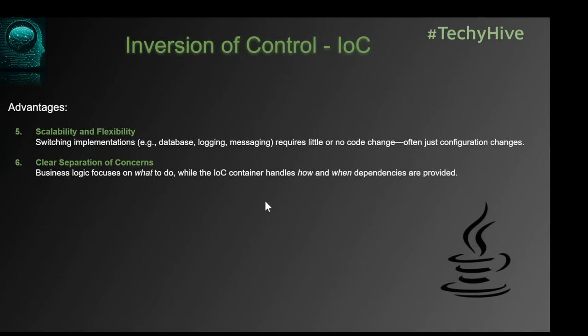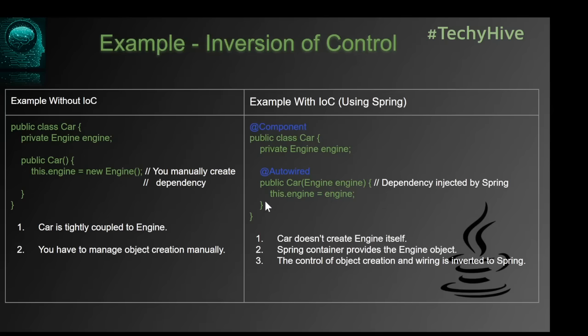Let's see a simple example of IOC. Here we have created a car object without IOC and with IOC. And we have defined one dependency called engine in the car class. In the example without IOC, you manually create the dependency inside the constructor. So the programmer's code needs to create the object inside the constructor, and then the engine object is injected into the car object. In this case, car is tightly coupled to the engine. You have to manage object creation manually.